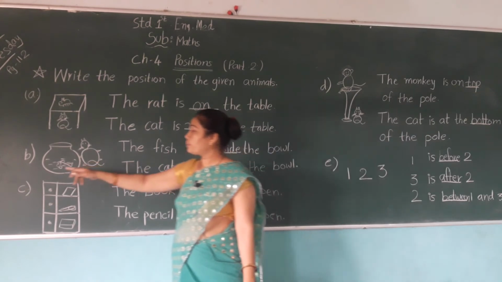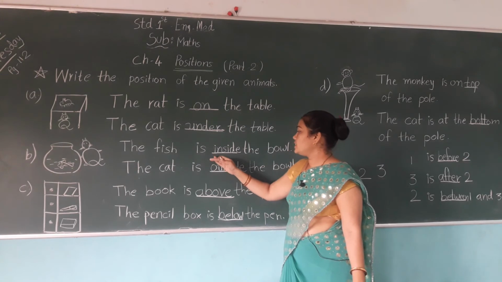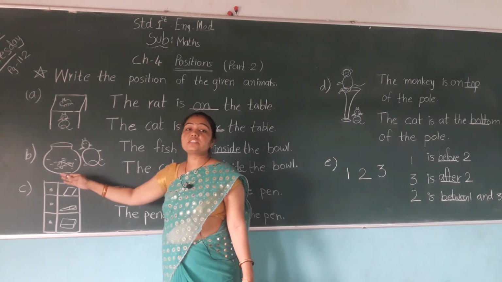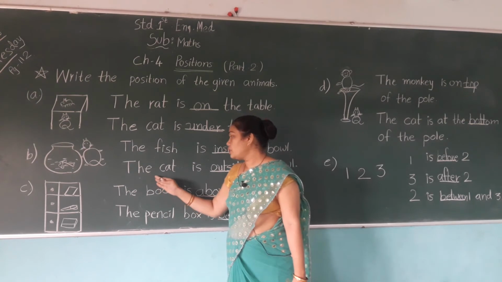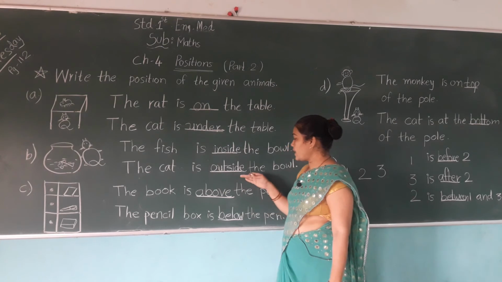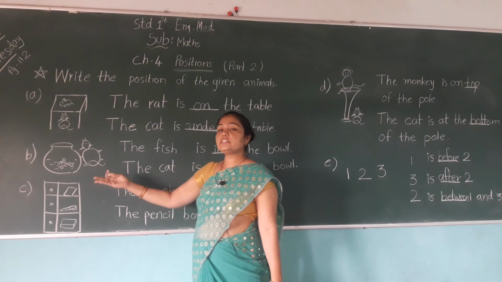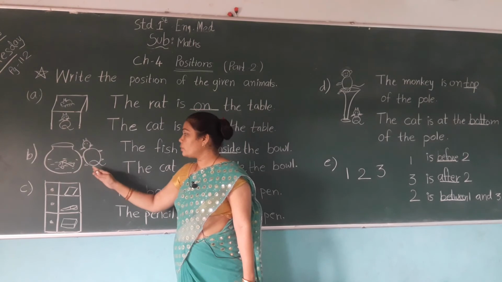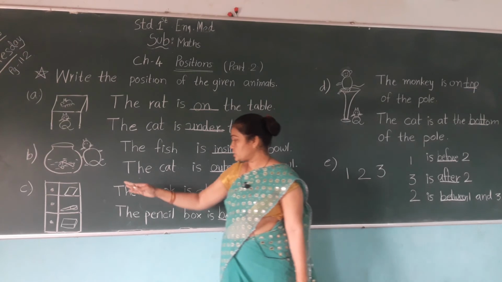Now next B. The fish is dash the bowl. Where is the fish? The fish is inside the bowl. The cat is dash the bowl. Where is the cat? The cat is outside the bowl. Inside, outside. Now next C.